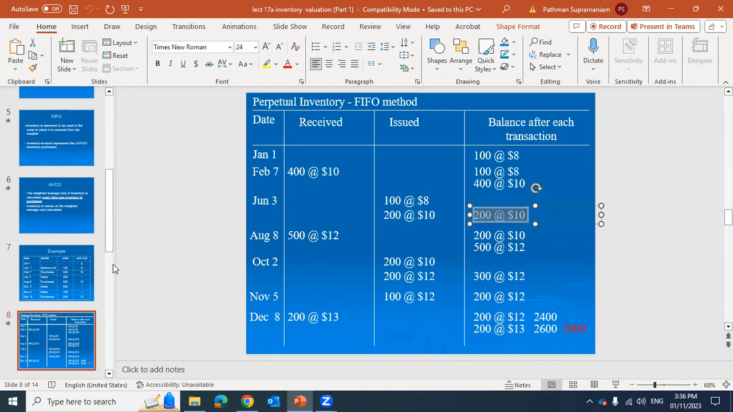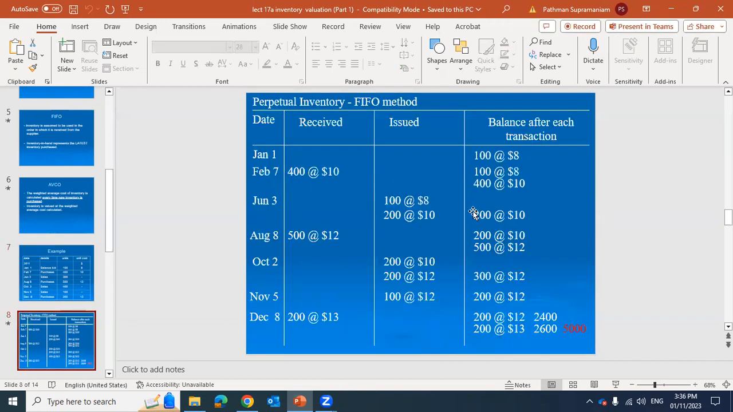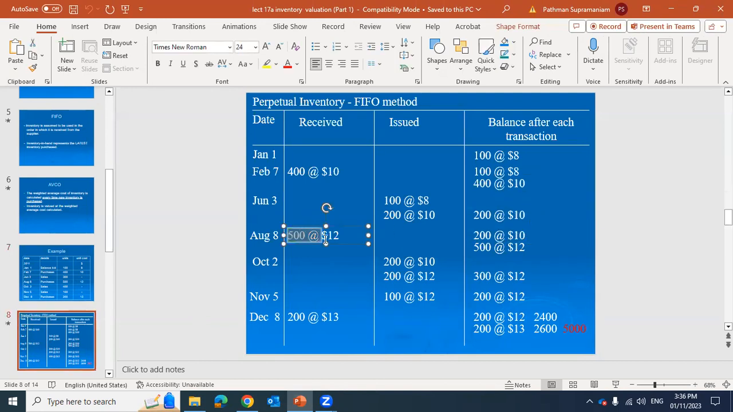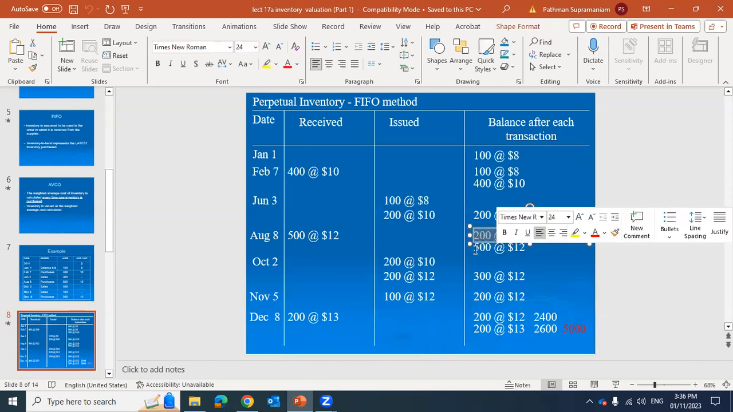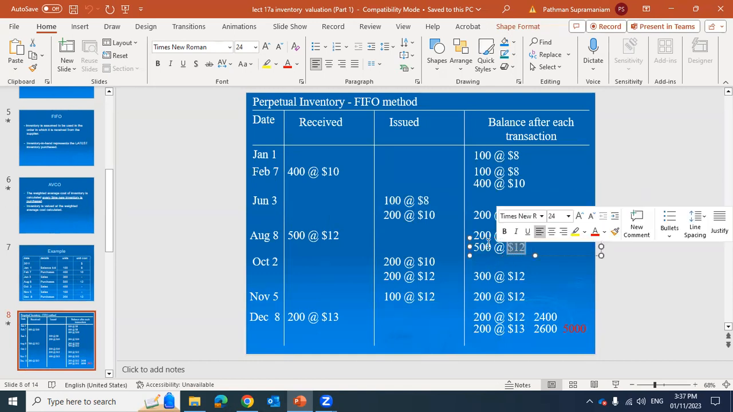Yes. Okay, then the next transaction is we are purchasing 500 units at $12 per unit. So this adds on to our inventory. You need to bring down this 200 here, record the 500 units received, and copy the 500 units here. Which means we now have 700 units in hand, which we will write separately like this, 200 and 500, simply because the cost per unit is a different figure. You can only combine them if the cost per unit is the same.